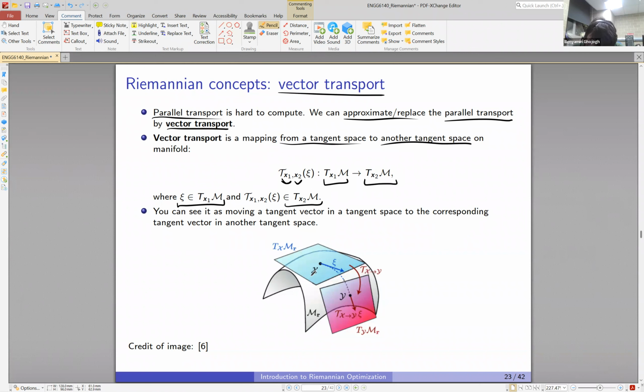I want to go from point x to y here. y also has its own tangent space. What is the tangent vector in the tangent space of y? What is the corresponding vector to this zeta in this tangent space? That would be the vector transport. So if you vector transport zeta from x to y, you will get this, because its correspondence is this, right?